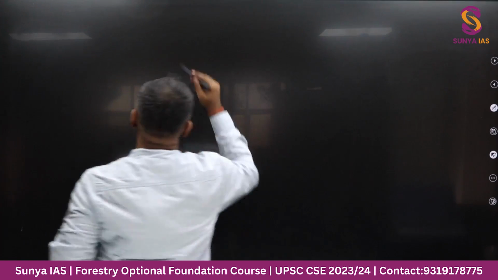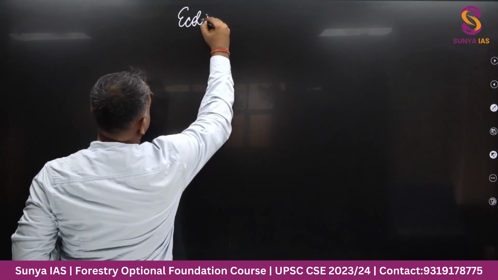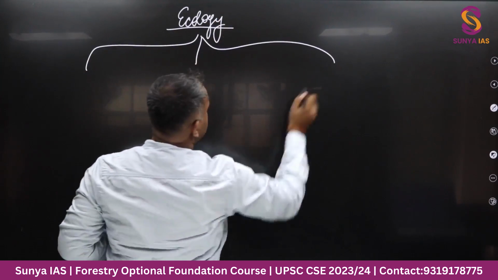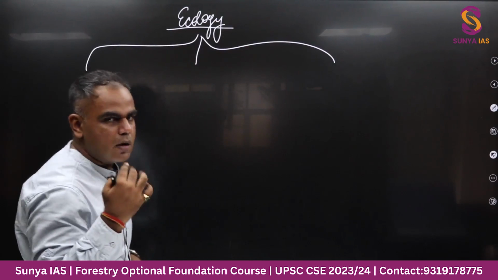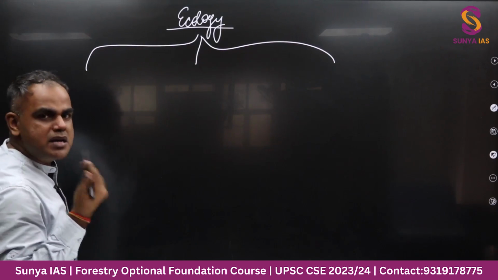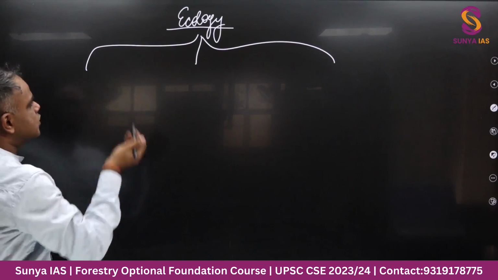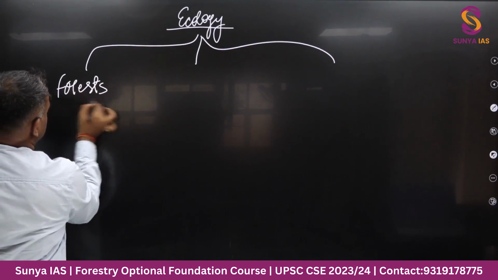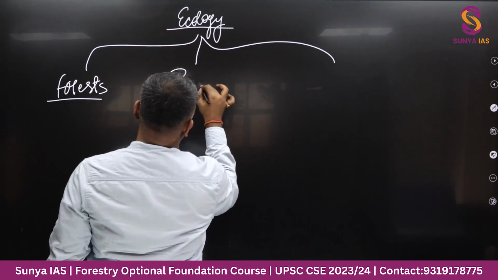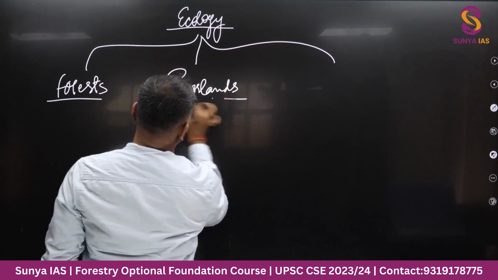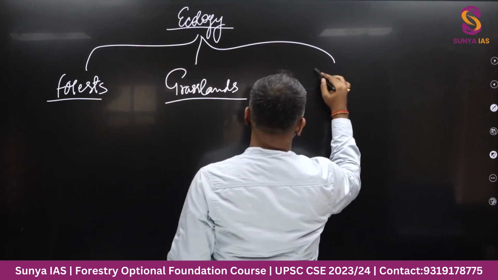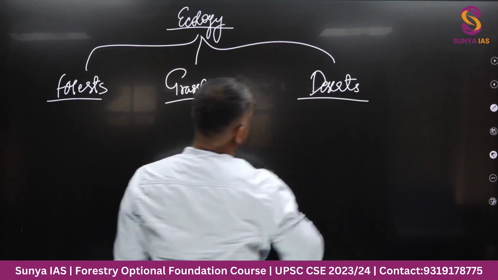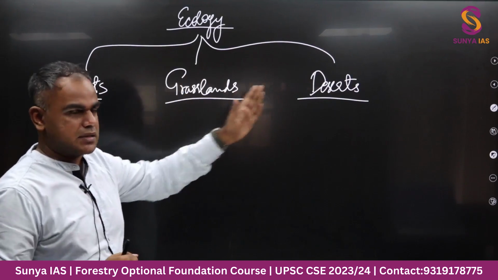When we are classifying as per ecology, this is basically done in terms of the availability of rainfall. When you have abundant rainfall, then you have the formation of forests. Just also understand this part here as well. You have forest, you have grasslands, and you have the desert.